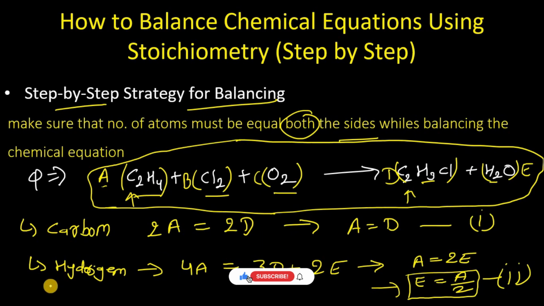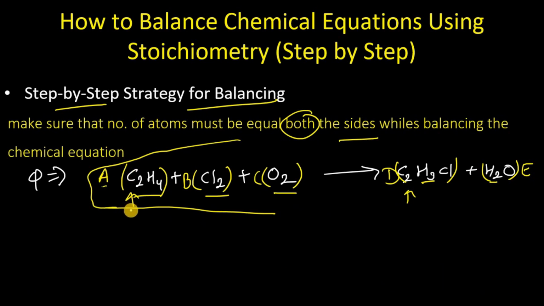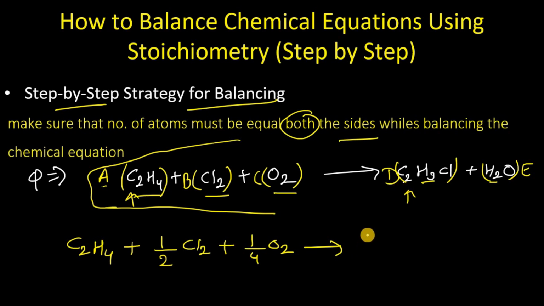Let's see here. Okay, I will remove this one. If you consider A is equal to 1 and whatever values you have calculated, you have to simply write here. So it will be your C2H4 plus, when you calculated the B, what was the value of B? B was A by 2. So it will be simply now 1 by 2 Cl2 plus, what was the value of C? It was A by 4. So simply we can write here A by 4 O2. Now, what was the value of D? D was equal to A. So simply we can write here C2H3Cl plus, what was the value of E? The value of E was 1 by 2 or A by 2. So we can write here H2O into 1 by 2. I hope you understood the point here.